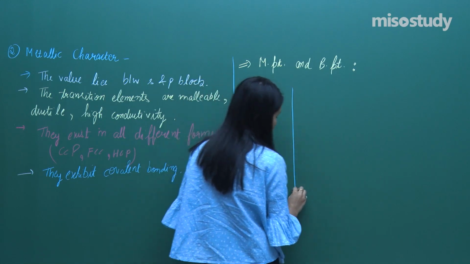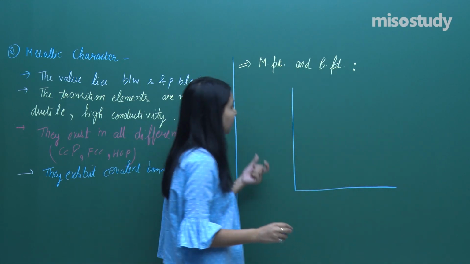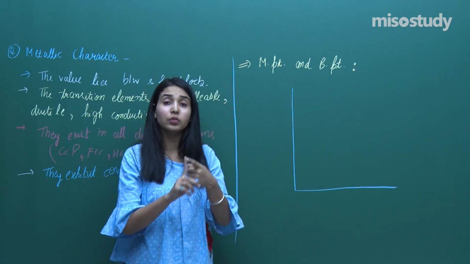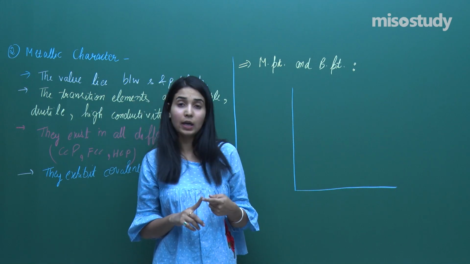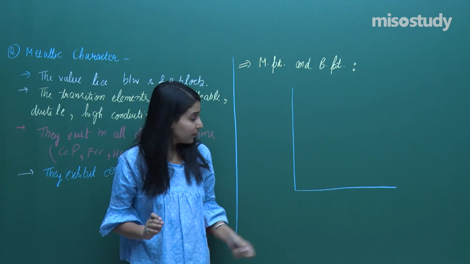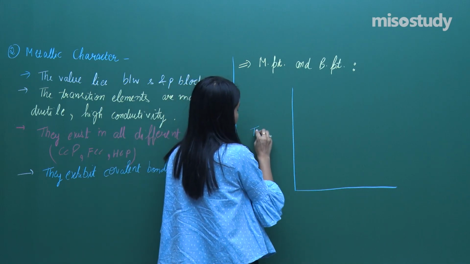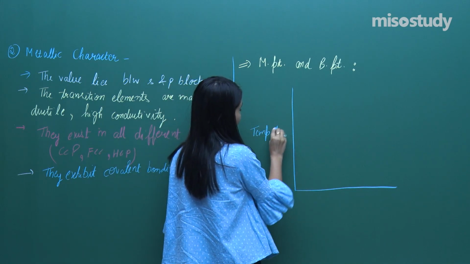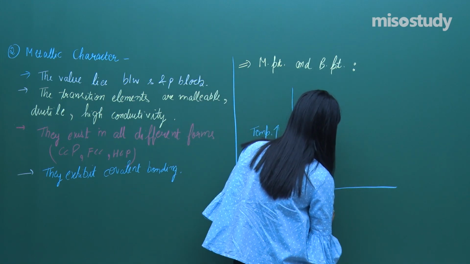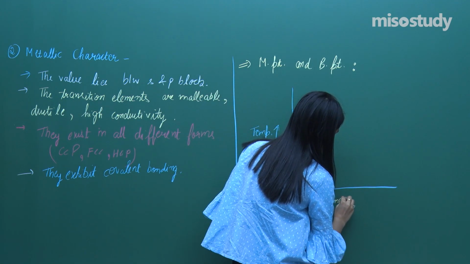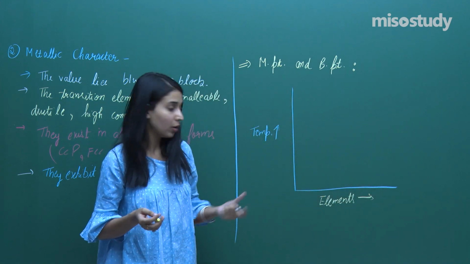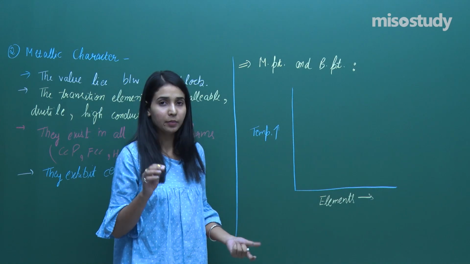Now, if I draw a graph of the melting point or the boiling point, you know one thing: the trend for both the melting point and the boiling point would be the same. There is not going to be any difference, right? If I take temperature on the y-axis and the elements on the x-axis, the transition elements that I have just written the combined name for.